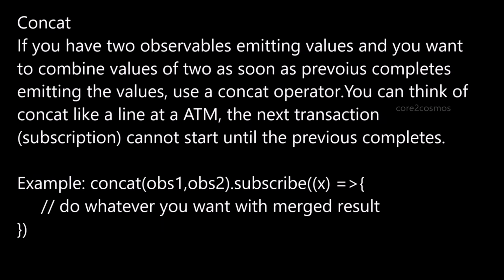What is a concat operator? If you have two observables emitting values and you want to combine values of two as soon as the previous completes emitting the values, use a concat operator. You can think of concat as a line at an ATM. The next transaction cannot start until the previous completes.